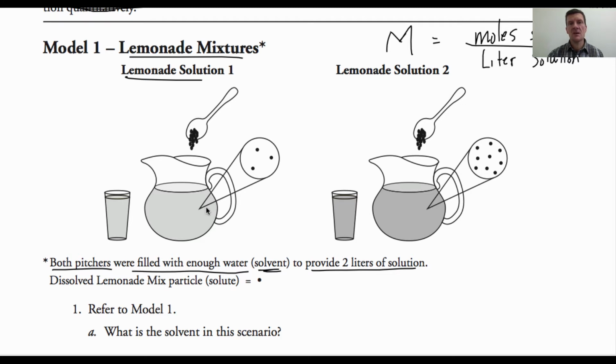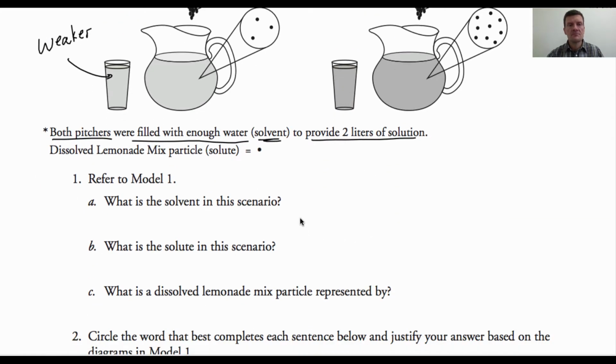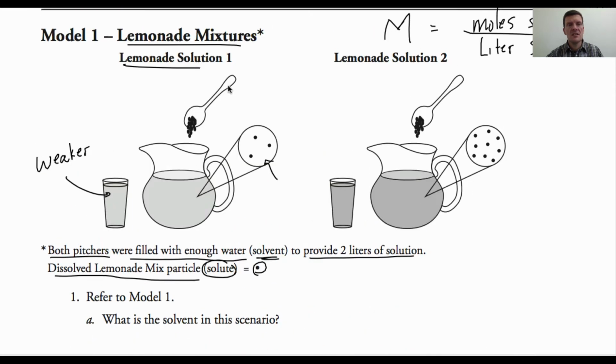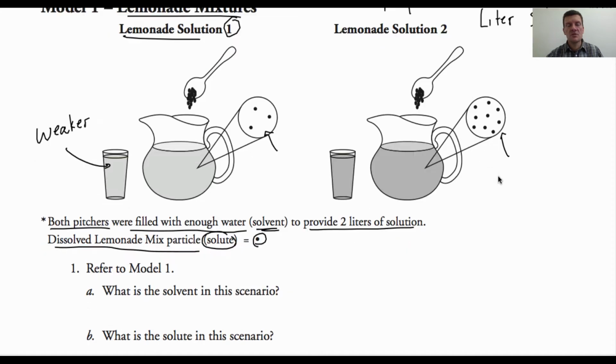And you can see just from the colors that this one looks a little bit weaker. It's not as concentrated. This one over here is a little darker, a little more concentrated. But again, we don't want just a descriptive value. We want an actual quantitative value. We want a number that we can attach to this. The particles here are going to represent the solute, how much is dissolved. So you can even see from the diagram, less is dissolved in solution 1 than in solution number 2.